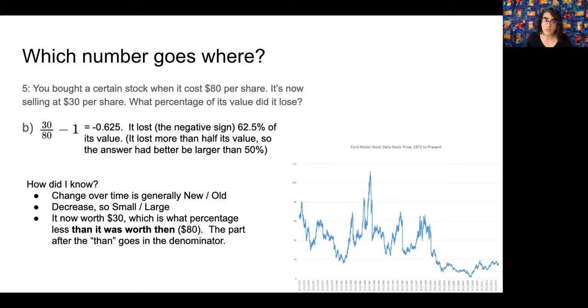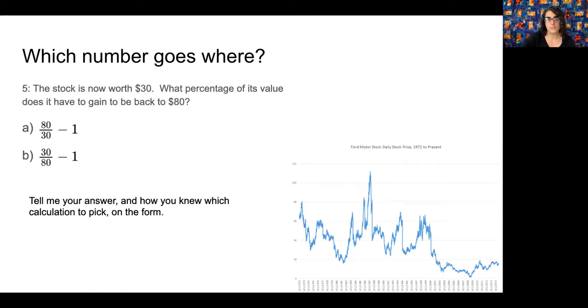Also, we know this is a decrease. It's going down. So when you're looking at decreases, you have to be looking at the smaller number over the larger number, and then you subtract 1, and you end up with something that's less than 1. So decrease means small over large. And finally, we're asking that it's now worth $30, which is how much less than it used to be worth, how much less than $80. So the than part is what goes in the denominator, the bottom. So those are how I knew how to set it up.